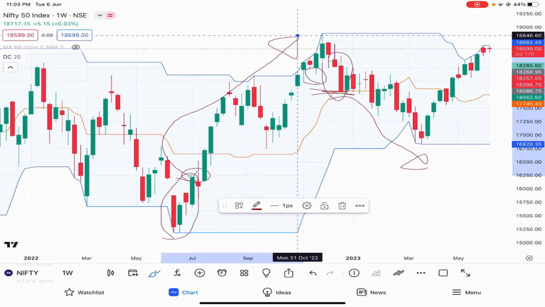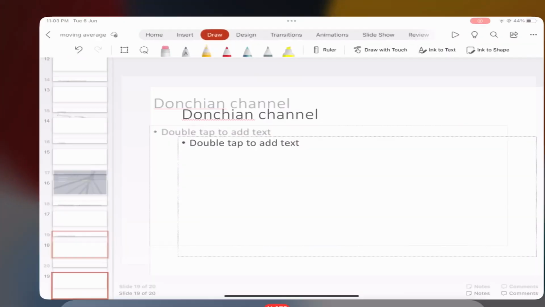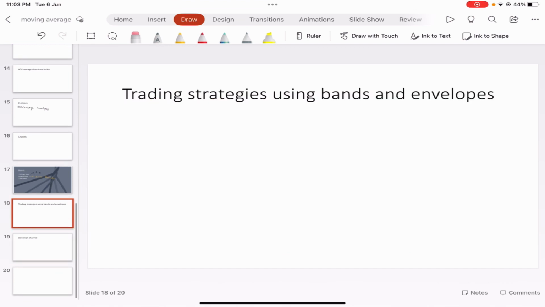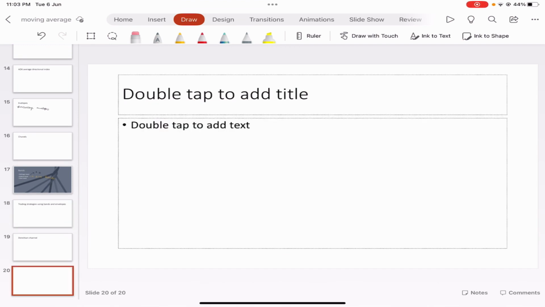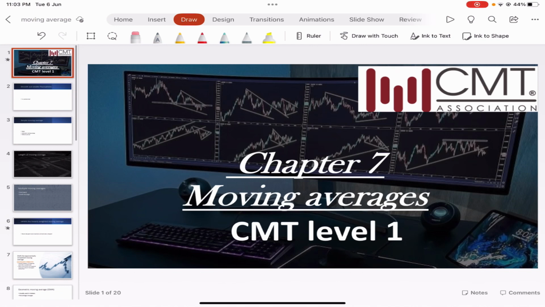So that is my Donchian channel. Whenever the lowest low of the past 4 weeks is broken, you short sell. Whenever the highest high of the past 4 weeks is broken, you buy. This is something which we discussed. So now let's conclude the chapter quickly.